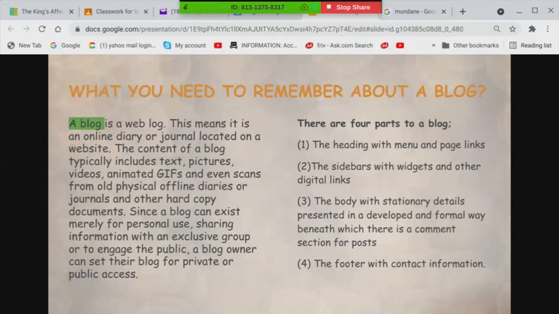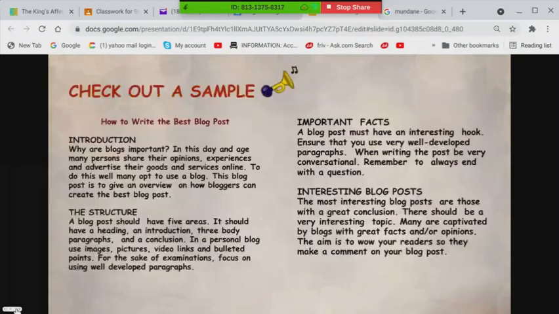But there are really 4 parts to this blog that we're talking about. You have the heading with the menu and page links. You have the sidebars with widgets and digital links. You have the body and you have the footer with contact information. But for CSEC, really, we are focusing on writing the body for the blog.